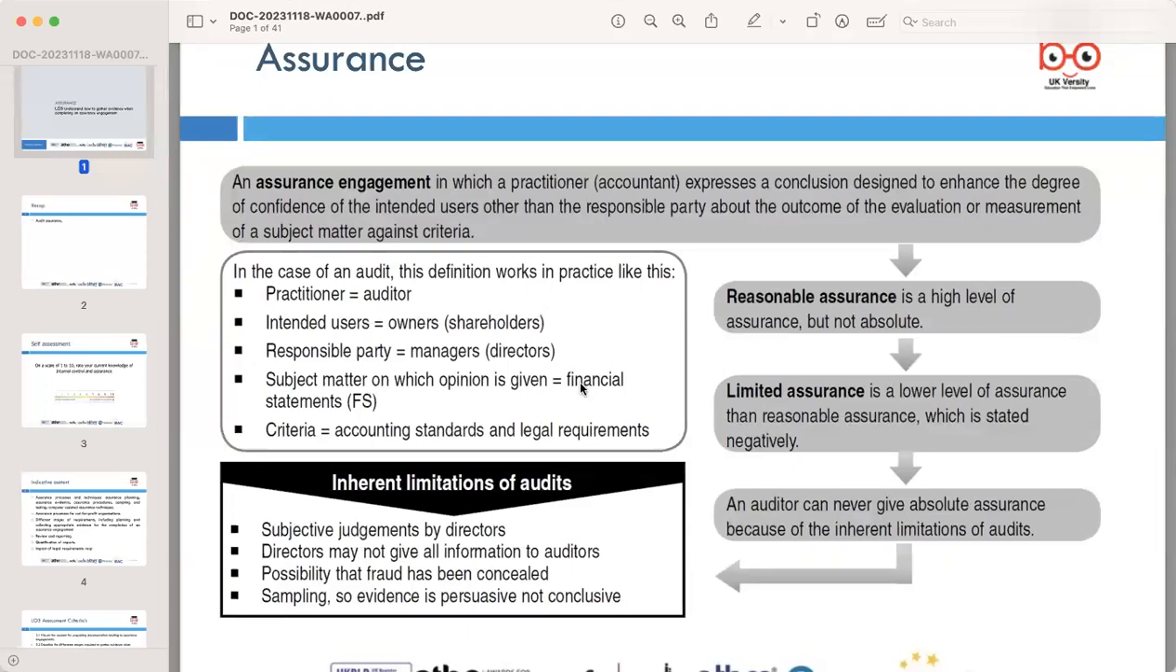So then, levels of assurance. There are two types of assurance: reasonable and limited. Reasonable assurance is a high level of assurance, but not absolute.